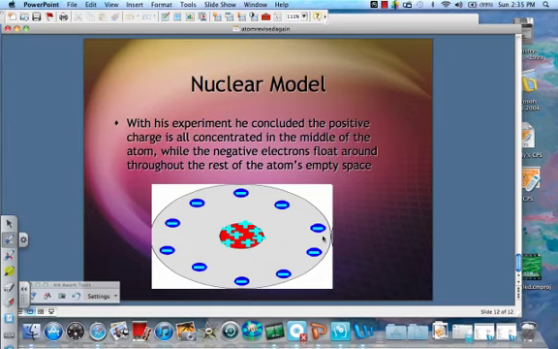All right, now there are several scientists who actually contributed to the model of the atom, like Chadwick, who discovered the neutron. There's Millikan, who discovered the charge of the electron. But we're just going to talk about the main people who helped change the theory as we go through time.